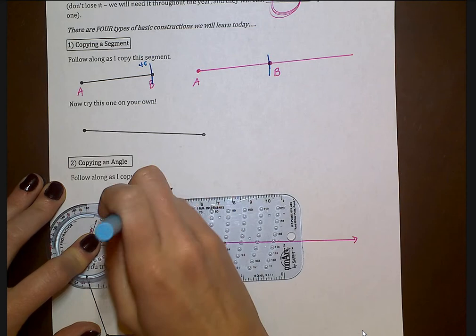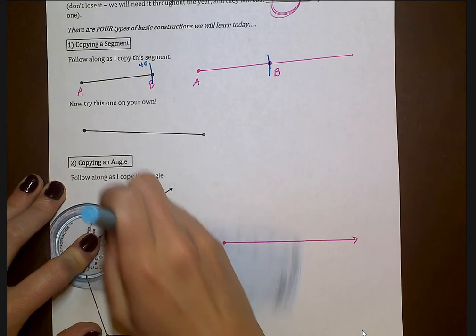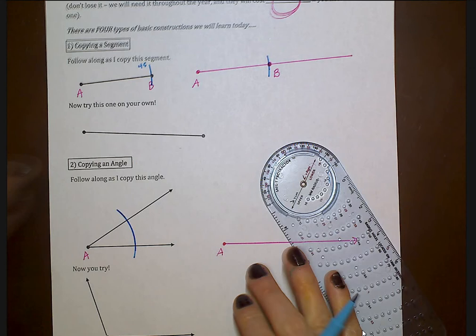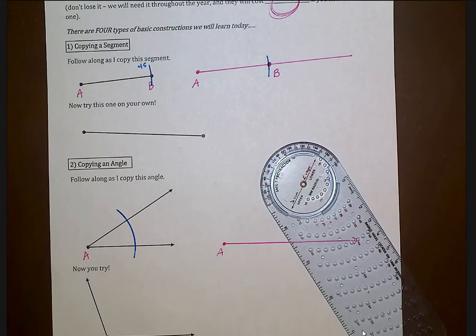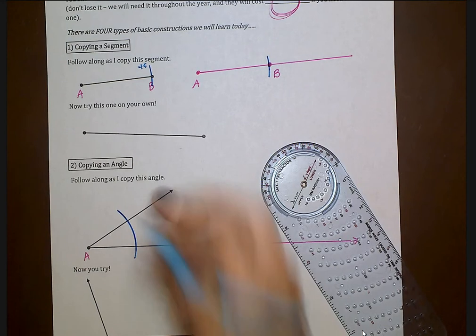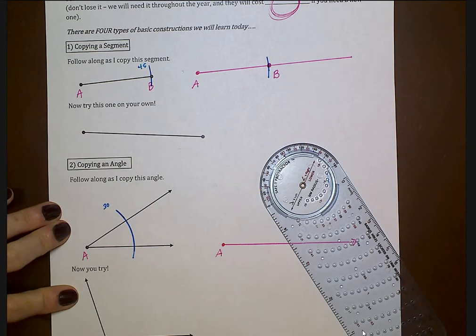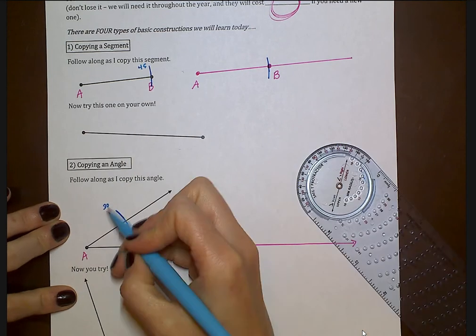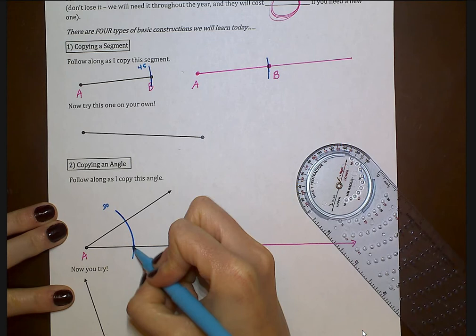And you just make a big arc. Again, better to be bigger rather than smaller. Make a big arc at 30. I'll mark it just so you know. Make it long enough so that way your arc hits both rays of your angle.